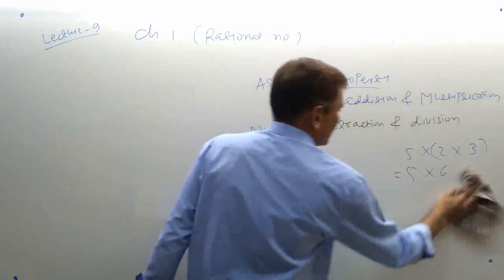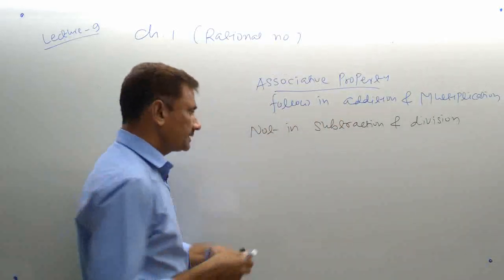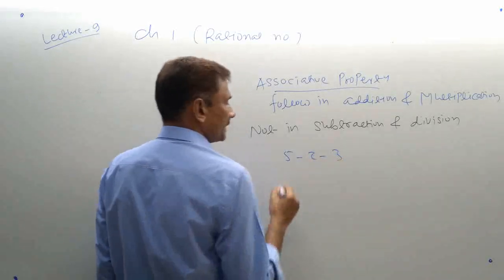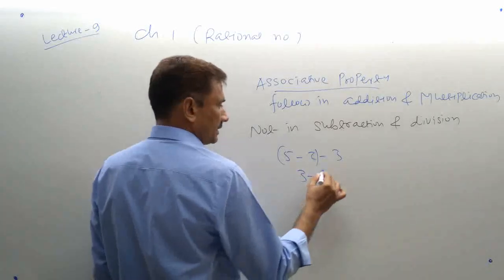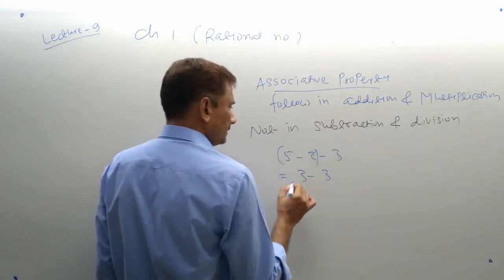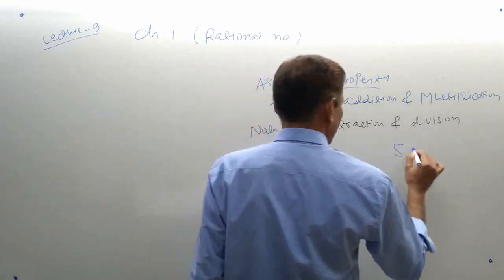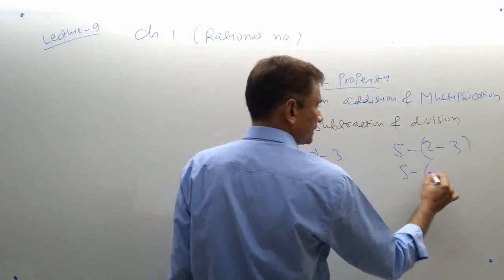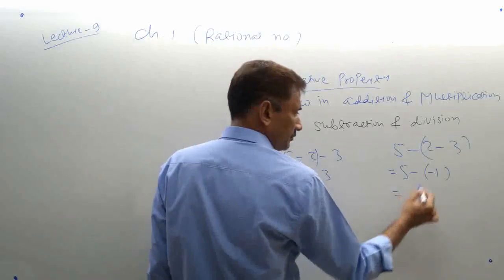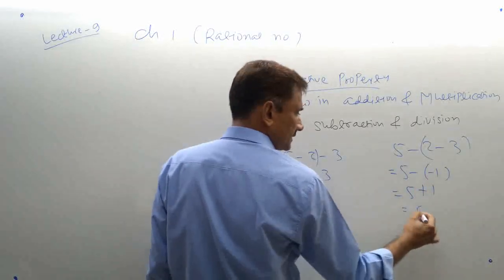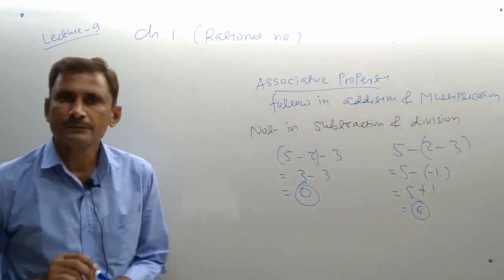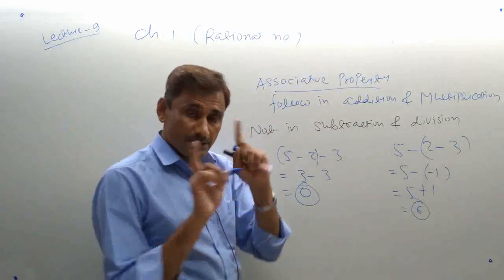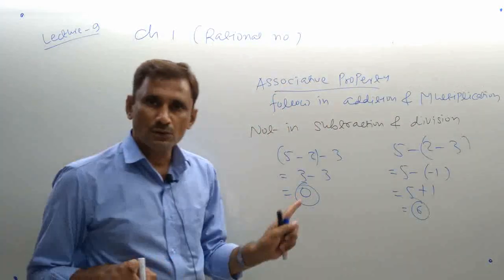Now, suppose for subtraction I take the same numbers, 5 minus 2 minus 3. Now 5 minus 2 is 3, 3 minus 3 is 0. Now again, 5 minus the bracket of 2 minus 3. So 2 minus 3 is -1. Now bracket open, minus minus plus, so 6. Here we got 6, and there 0.